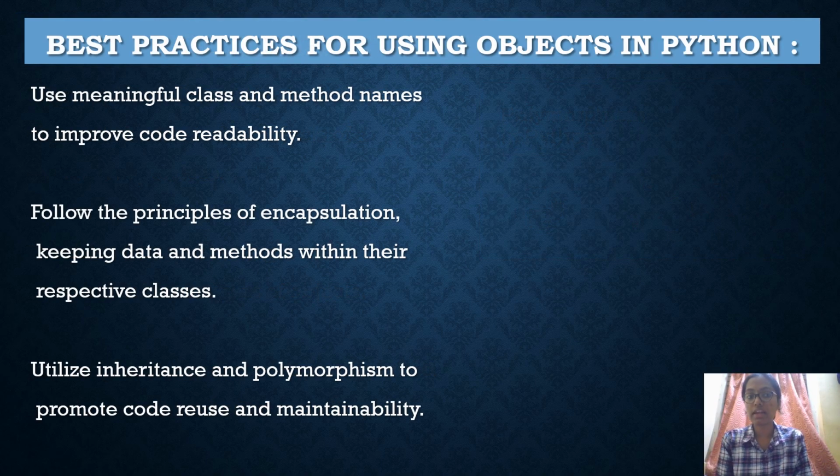So now let's know the best practices for using objects in Python. Use meaningful class and method names to improve code readability. Follow the principles of encapsulation, keeping data and methods within their respective classes. Utilize inheritance and polymorphism to promote code reuse and maintainability.